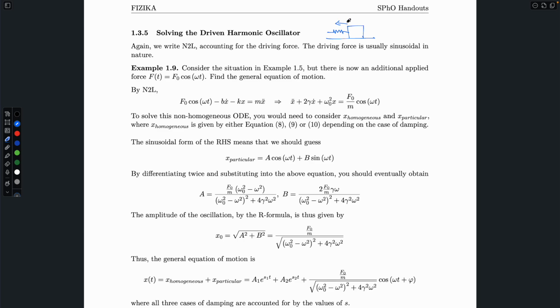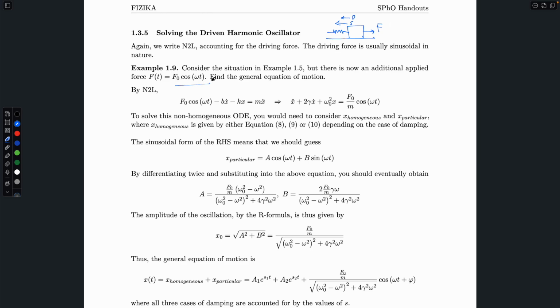So apart from the usual spring force that's pulling you back, you could also have a damping force. This is the damping force, this is the spring force. And then on top of that, you add another force that is the driving force. This force is usually sinusoidal.